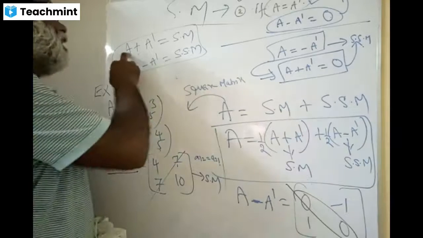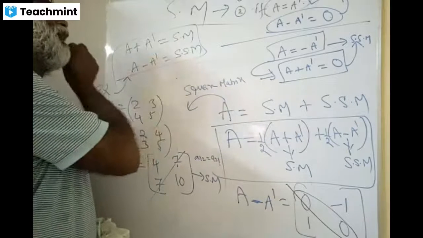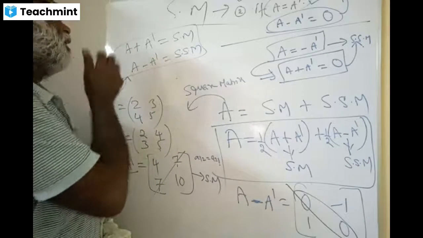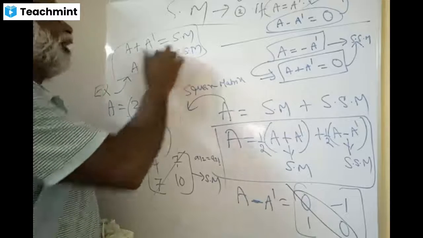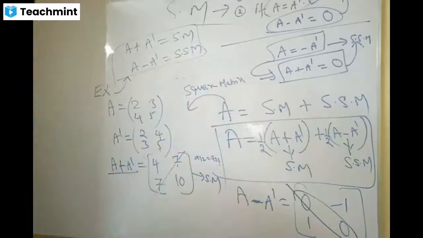A plus A dash is a symmetric matrix and A minus A dash is a skew symmetric matrix. Is it clear? Yes, sir. Any problem, please?